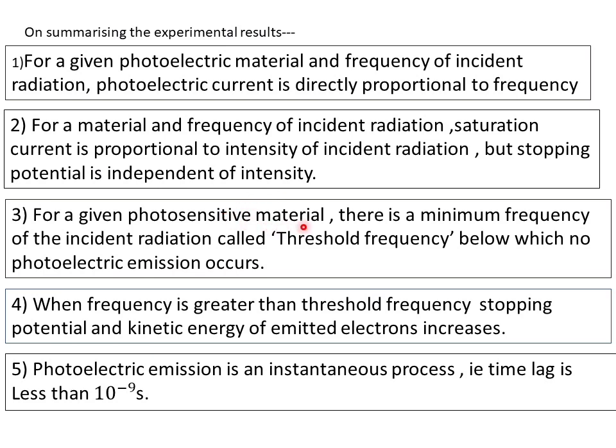For a given photoelectric material, there is a minimum frequency of the incident radiation called threshold frequency, below which there is no photoelectric emission. When frequency is greater than threshold frequency, stopping potential and kinetic energy of the electrons emitted increase. And photoelectric emission is an instantaneous process, that is, time lag is less than 10^-9 seconds.